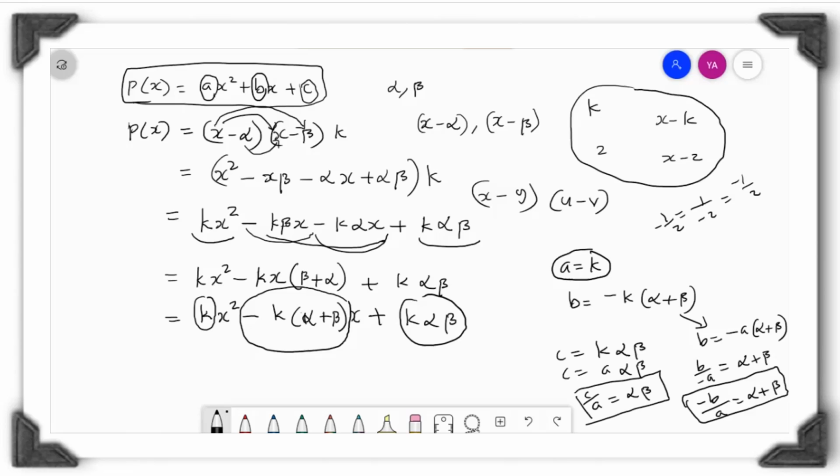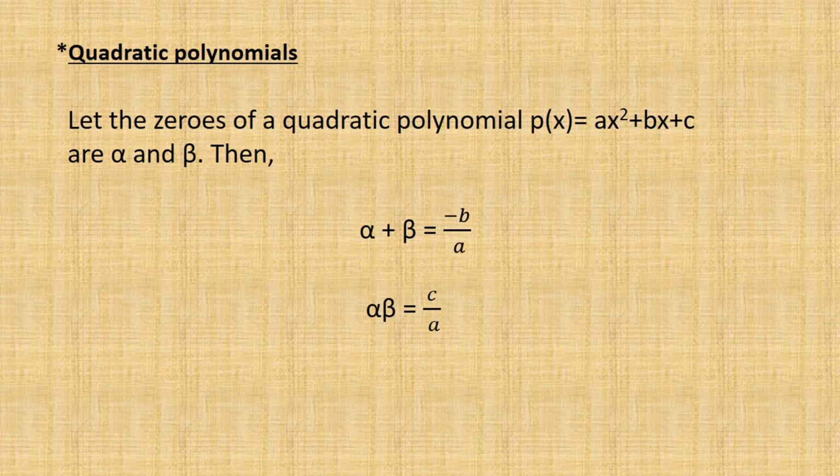Okay, so alpha beta is equal to c by a, and alpha plus beta is equal to minus b by a. So this is the proof. This is the relation between the zeros of a second degree polynomial and the coefficients of the polynomial. If a, b, c are the coefficients and alpha, beta are the zeros, then the sum of the zeros will be minus b by a, and the product will be c by a.